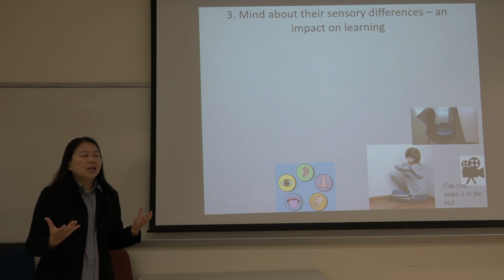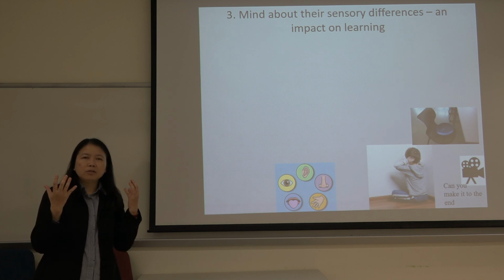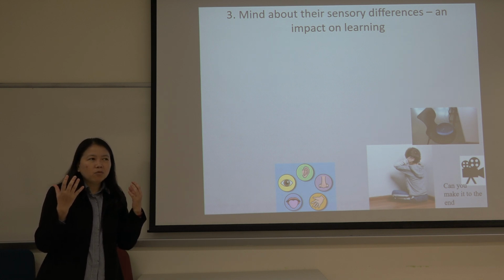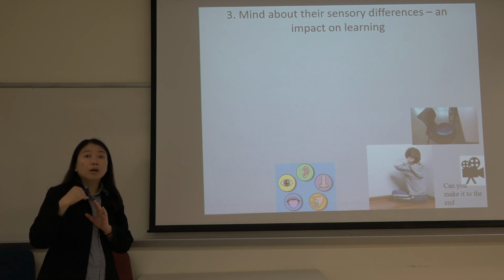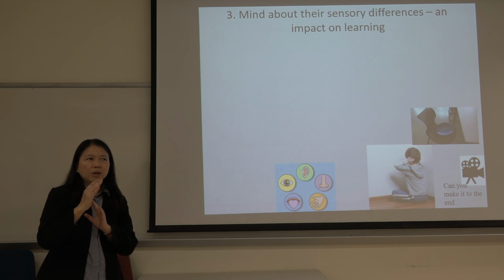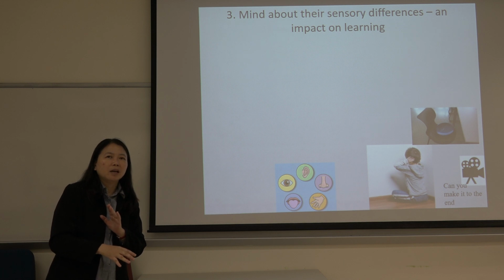Say, for example, the classroom is too noisy, they cannot stand it. So they may want to avoid the noisy classroom environment, or they might want to withdraw from it. And without teachers' understanding, they may think, oh, you are trying to avoid the task because you don't want to do it, or because you are attention seeking.